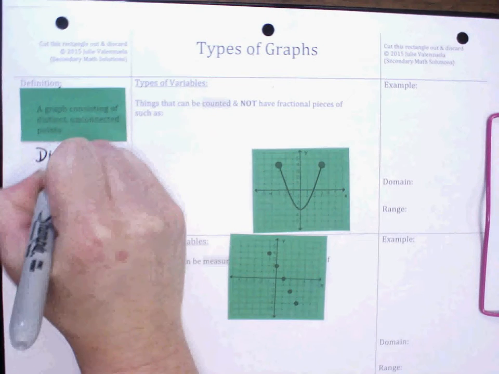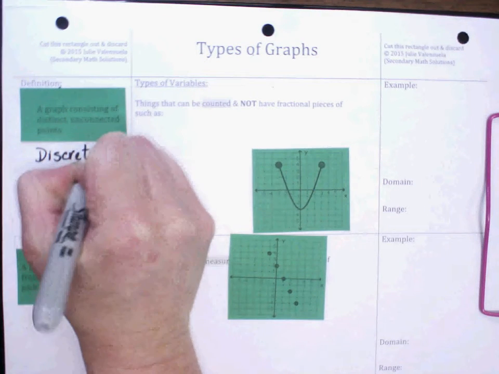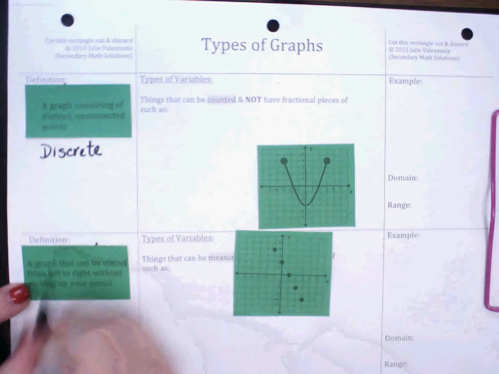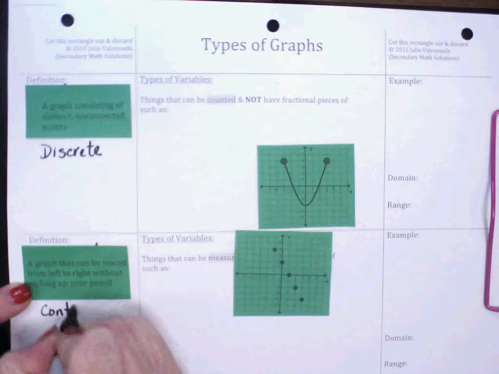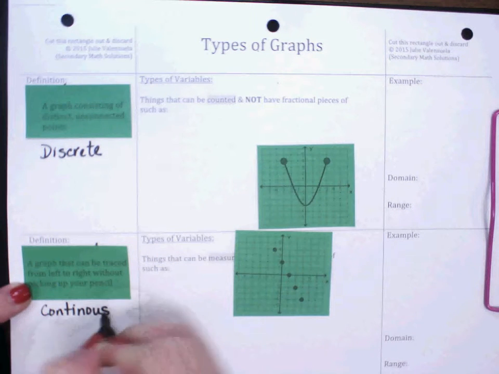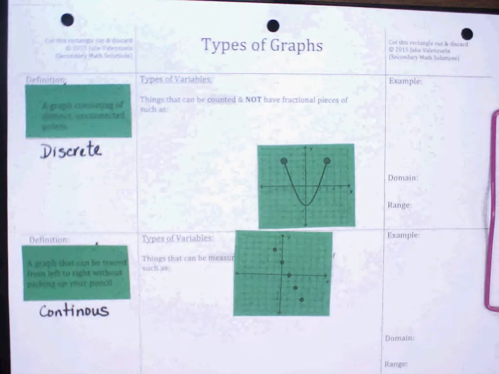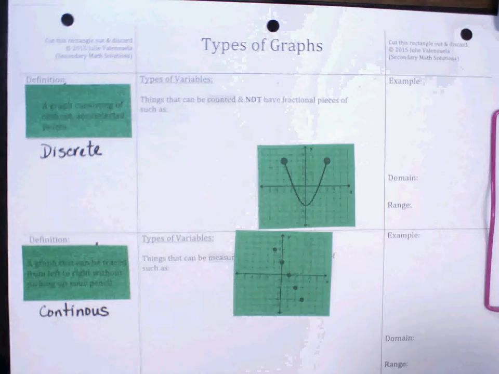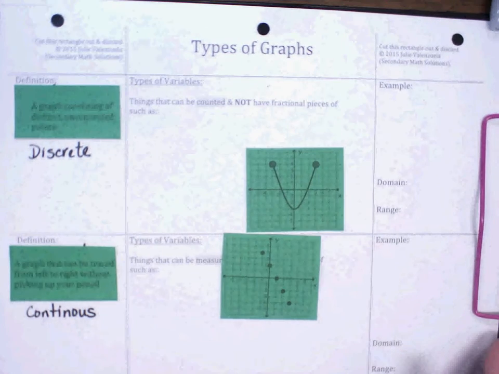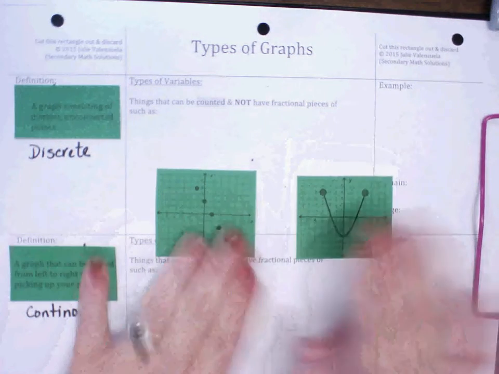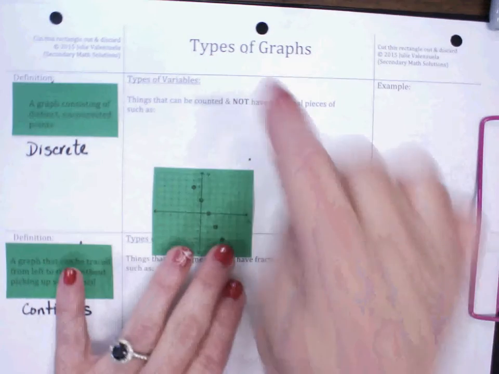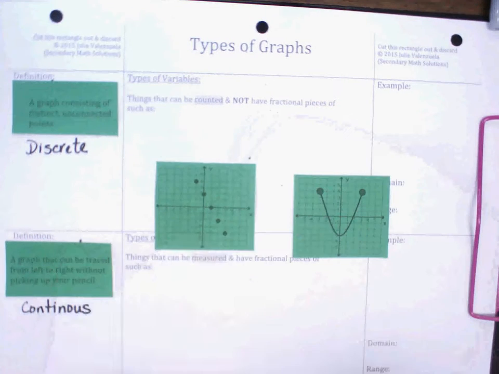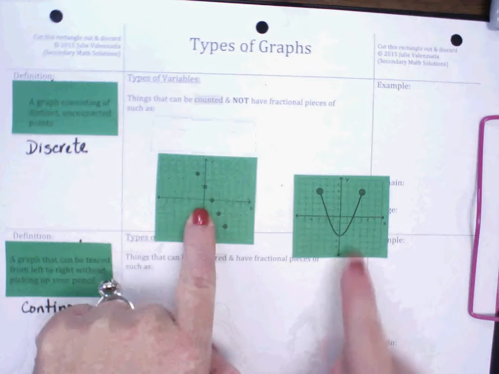So that means that this is unconnected points. That would be discrete, right? So it's the other way around. I'm so sorry, guys. So let's put it over here: discrete. And then that one is continuous.